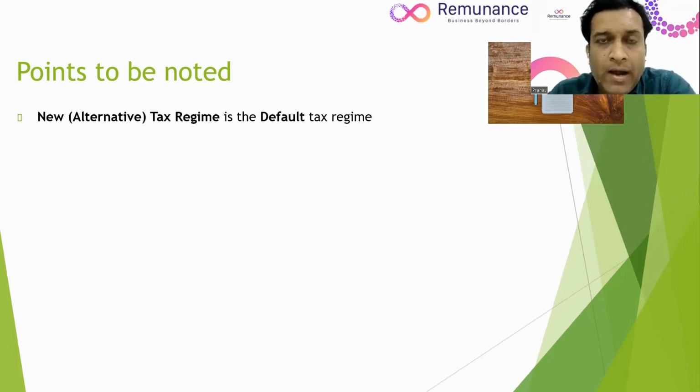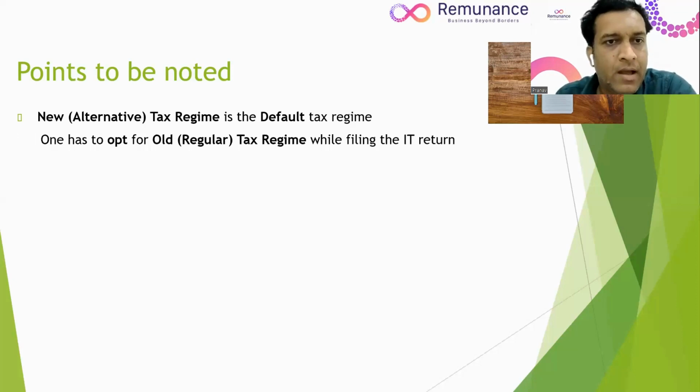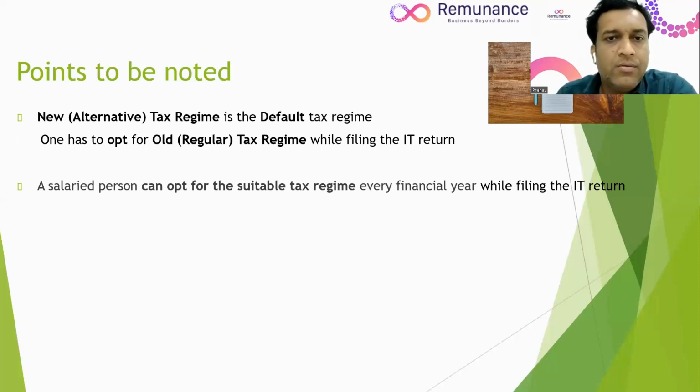So when you go and file your return next year in July 24, at that time, you will have to select. If you want to go for old, you have to specifically select the old tax regime. Okay. So please remember that. So one has to opt for old regime while filing your IT return. Now, on a financial year to year basis, you can change your tax regime.